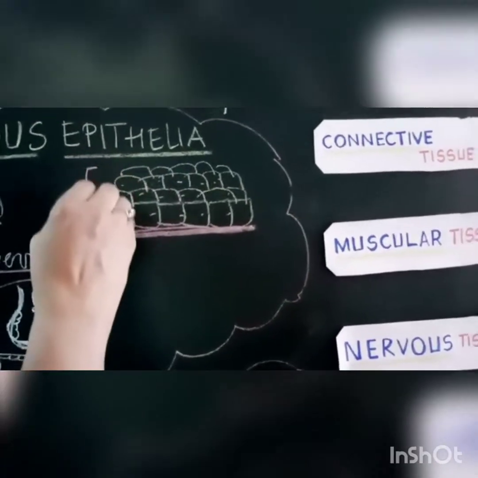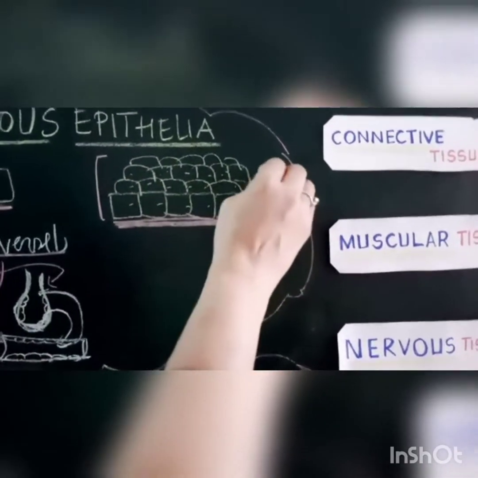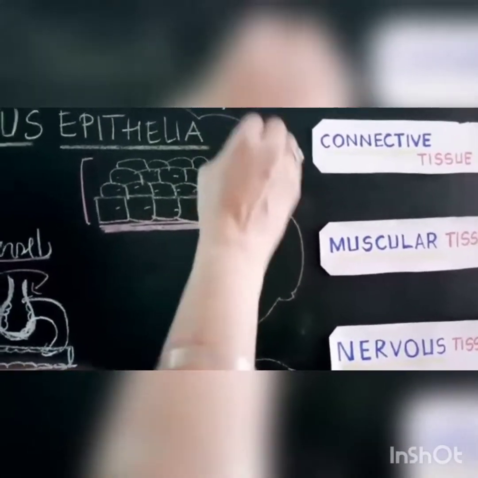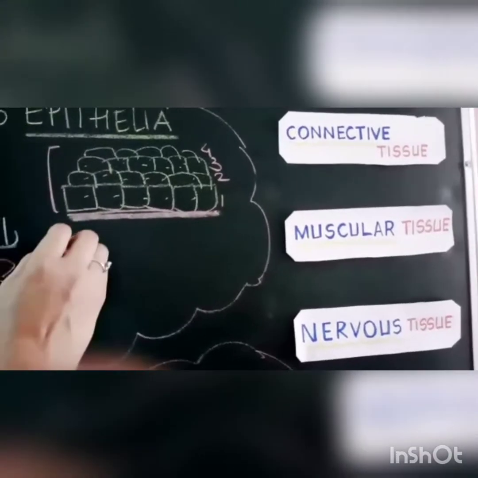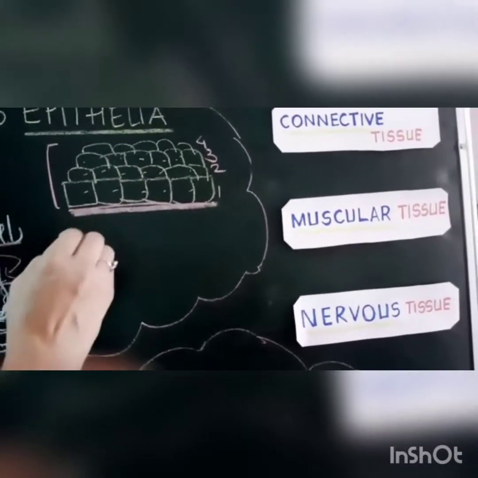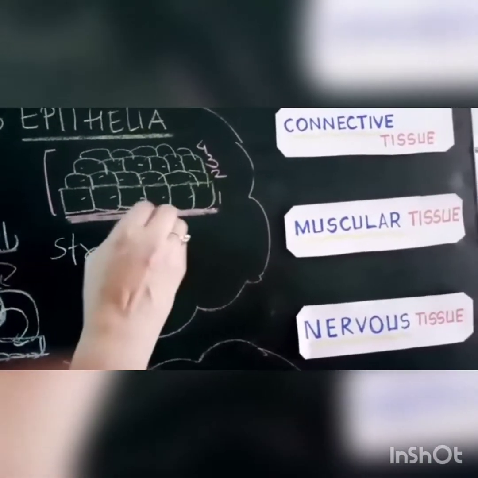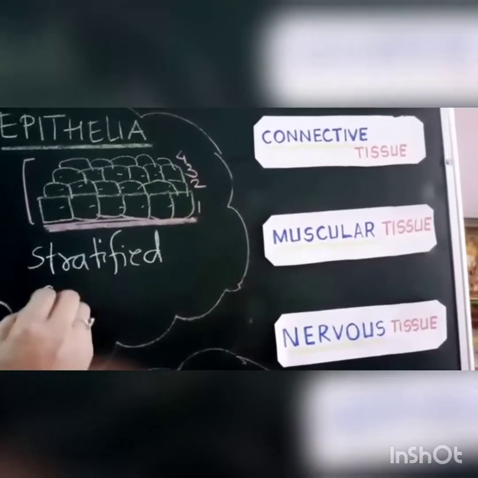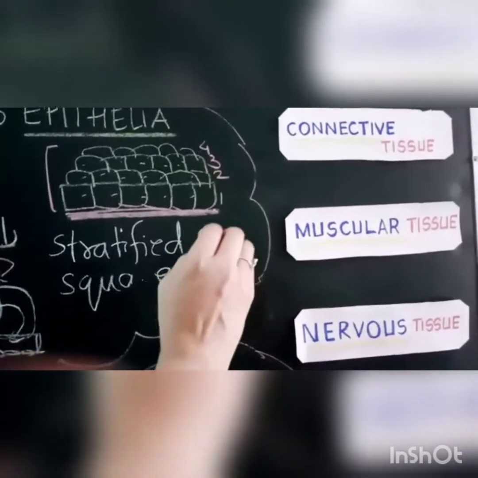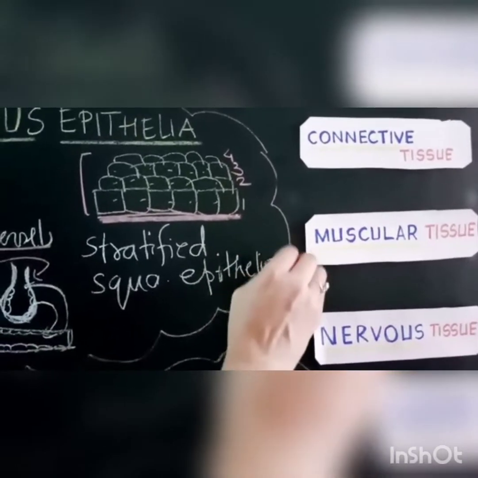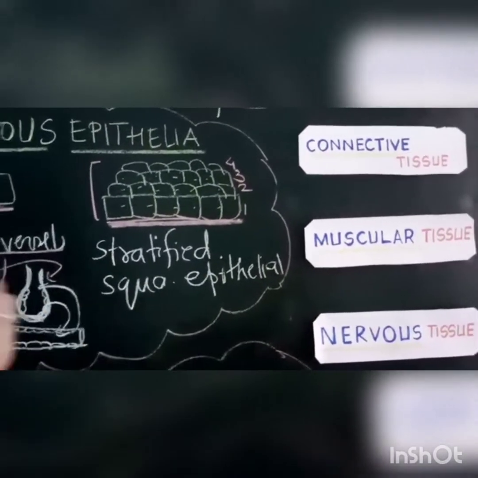So it has got stratifications. Number 1, number 2, number 3, number 4. These are the stratification layers. So such type of epithelia is called as the stratified squamous epithelium. And the best example of this, you can just imagine in your mind, it's skin.